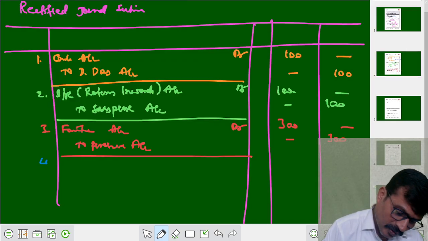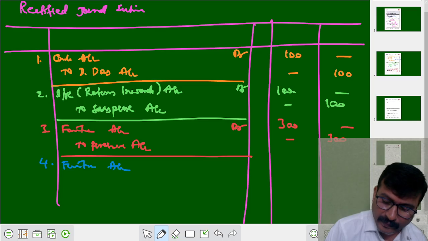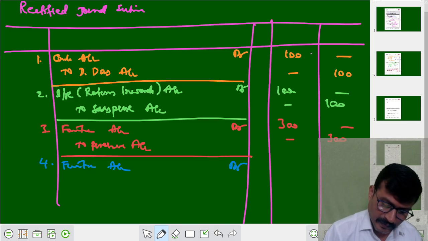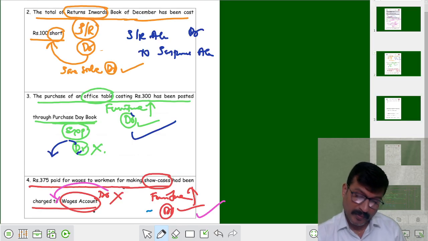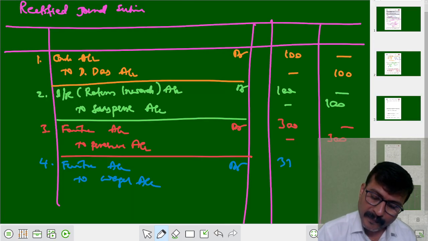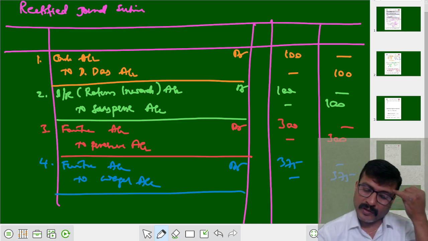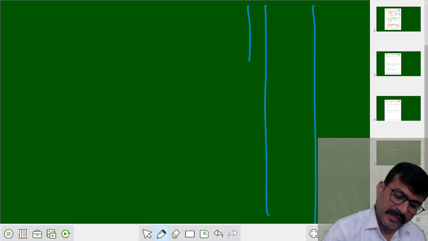Let us write the fourth one. Furniture account debit to wages account. It is an amount of rupees how much? 375. Being wrong debit to wages account is rectified. Fine, let us move on to the next concept.